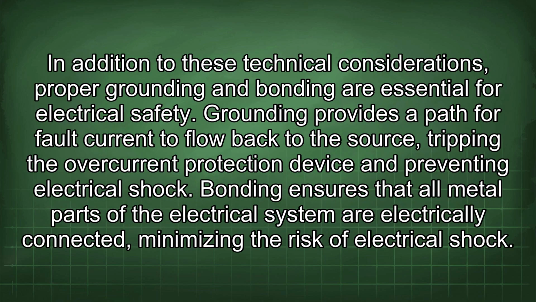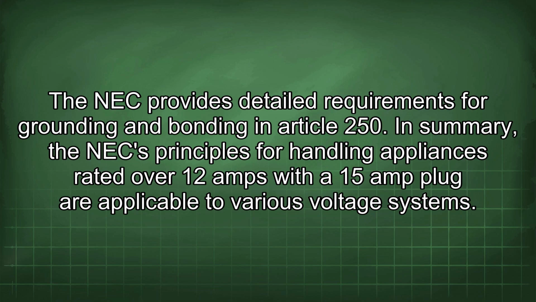In addition to these technical considerations, proper grounding and bonding are essential for electrical safety. Grounding provides a path for fault current to flow back to the source, tripping the overcurrent protection device and preventing electrical shock. Bonding ensures that all metal parts of the electrical system are electrically connected, minimizing the risk of electrical shock. The NEC provides detailed requirements for grounding and bonding in Article 250.